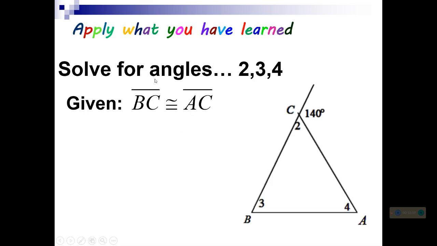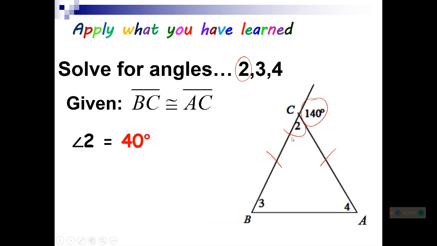Okay, so you are going to solve for angles 2, 3, and 4, wherein you are given that segment BC is congruent to segment AC. So, let's have a tick mark here. Again, segment BC is congruent to segment AC. Okay, so you are going to find the measure of angle 2 first. Since we have here the given 140, what will be the measure of angle 2?